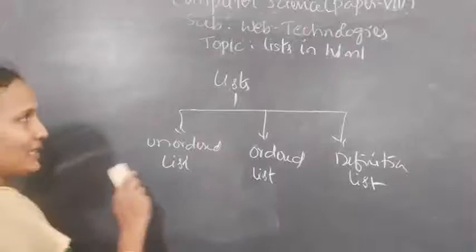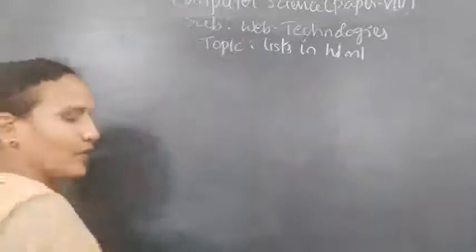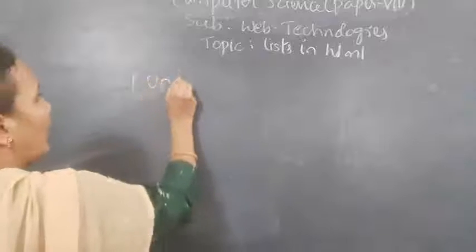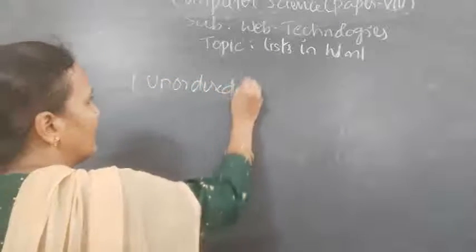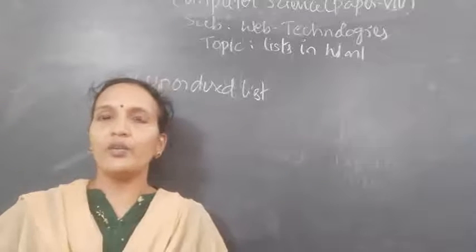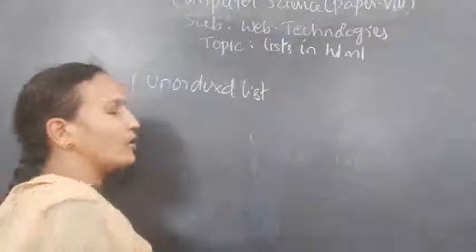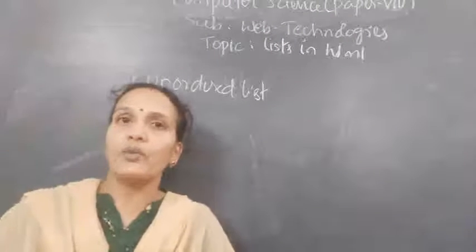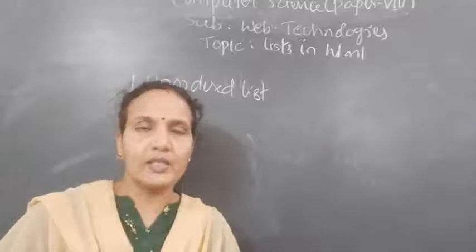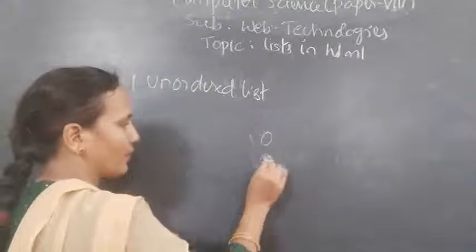Now, we'll discuss in detail each and every list. Okay, first we'll discuss the unordered list. You can see unordered list. In the name itself, you have a definition. Unordered means where you don't want to follow a sequence like 1, 2, 3. This is the sequence. So where you don't want to follow the sequence, but you want to give different symbols before the list items, then we'll use an unordered list like this.